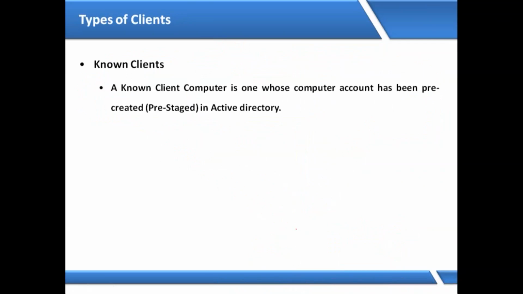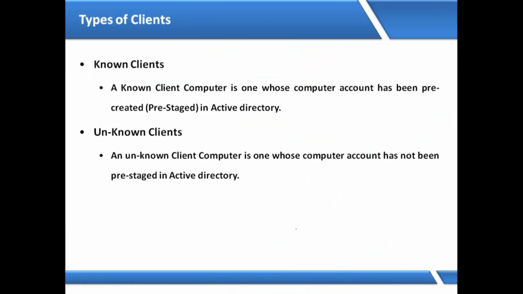Now we have two types of clients, known clients and unknown clients. Known clients means a computer whose entry is already created or written in the Active Directory. That is called known client. Unknown client means a computer whose entry is not written or created in the Active Directory.